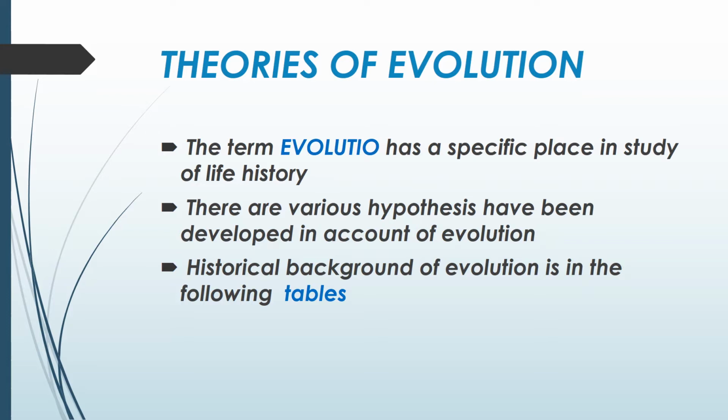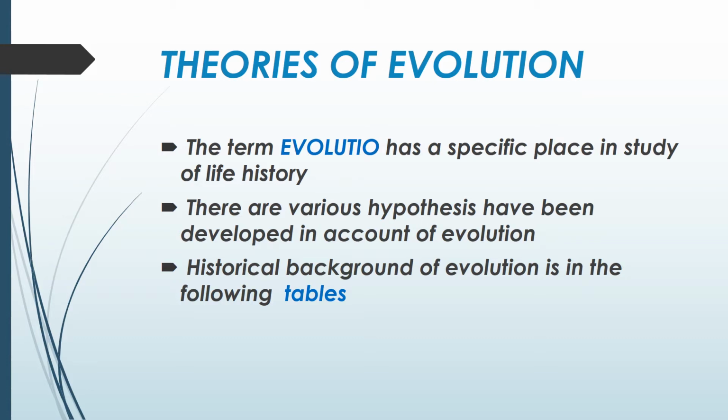Here we will discuss only two or three theories of evolution. The first one is Lamarck's theory, or Lamarckism, and the second one will be Darwin's theory, or Darwinism. So today we will discuss only Lamarck's theory, Lamarckism.